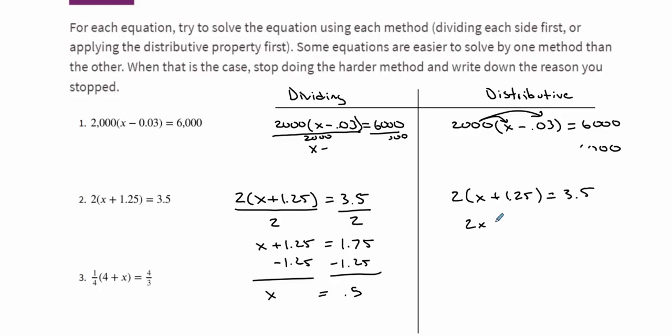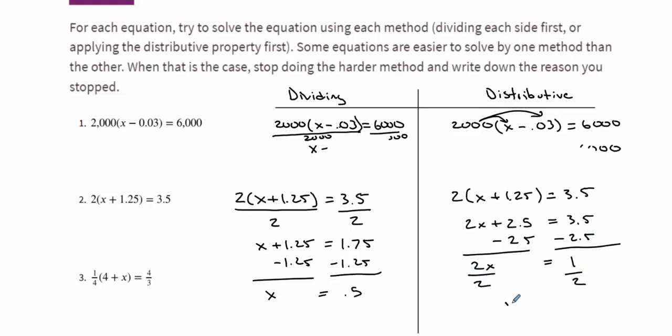2x plus 2 times 1.25, that's pretty easy. That is 2.5 is equal to 3.5. Now I'm going to subtract 2.5, subtract 2.5. So 2x is equal to 3.5 minus 2.5 is 1. Divide by 2, divide by 2. x is equal to 1 divided by 2 is 1/2, or 0.5.